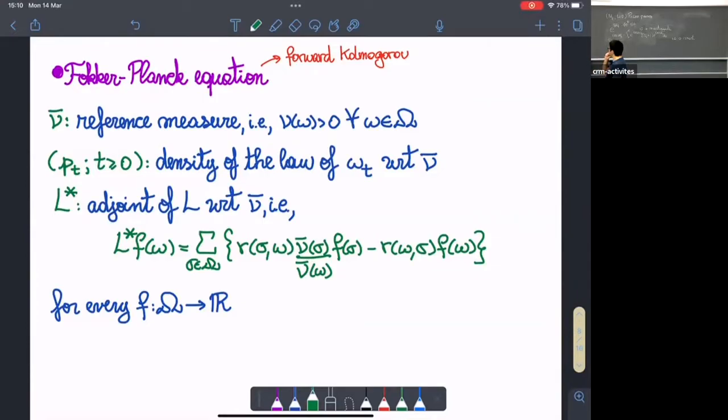Okay, so what is the Fokker-Planck equation? The first thing that you need to fix is a reference measure. So you have your space, and usually, depending on the geometric properties of your space, there is a natural reference measure that you want to take as a base for your computations. For example, in the real line, when you look at the diffusions on the real line, the natural reference measure is just the Lebesgue measure. The Lebesgue measure is not always a probability measure, but it does not really create a lot of problems.